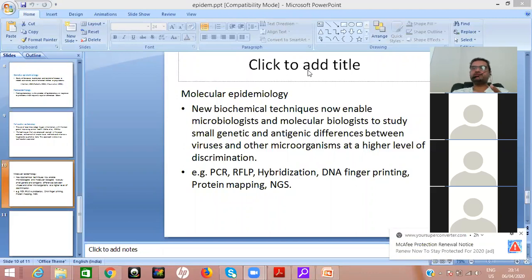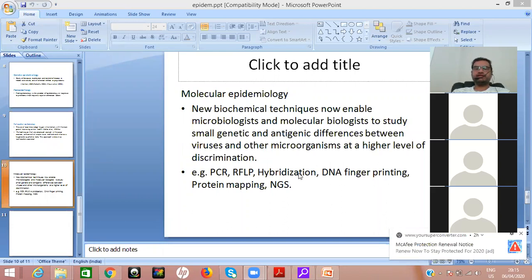Because a virus binds to a certain receptor. Any organism, any pathogen, binds to a certain receptor in the host. If we block those receptors, or if we block those antigenic epitopes of the pathogen, we can stop the interaction of host and agent. That's why we can control that disease. That is protein mapping. Protein mapping is simply knowing the detailed structure of a protein on computer.